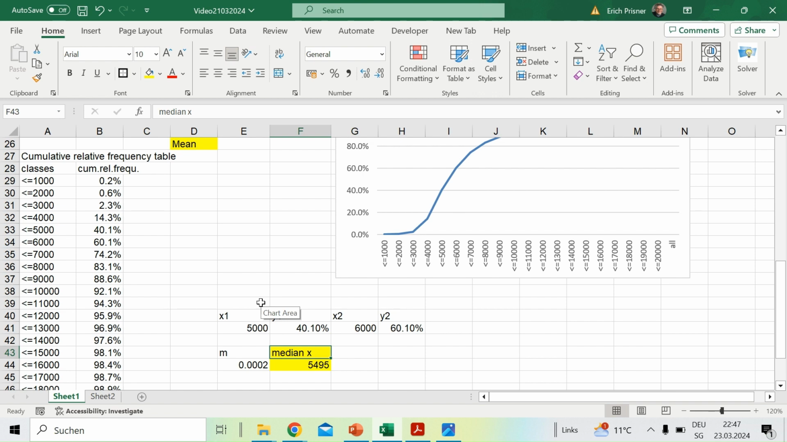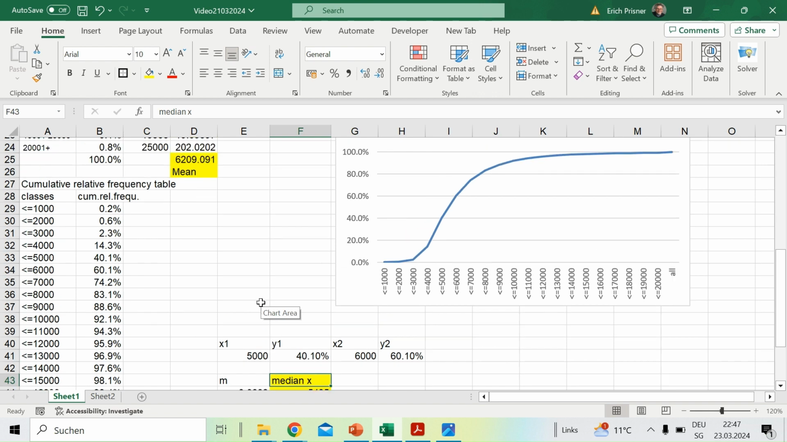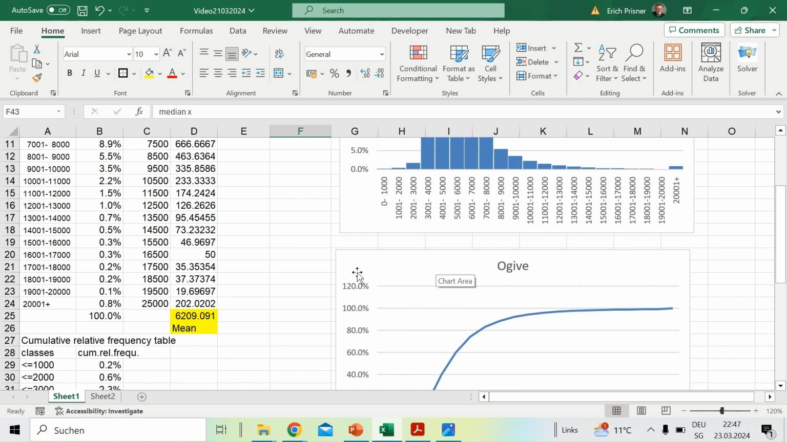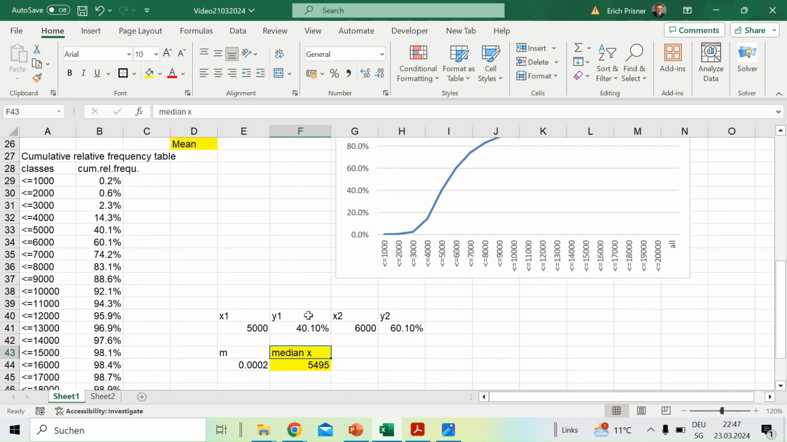Not surprising that the median is less than the mean. That's always true for income distributions because if you look at the histogram, it's not a symmetric curve. It's shifted to the left. And for this reason, the median is always less than the mean in any real world income distribution. So this is also visible here. Actually, it's a lot less than the mean. So if you're making 5,495 francs per month and you are a female full-time employee in Switzerland, then you're right in the middle. 50% of the females are making less than you and 50% are making more than you.